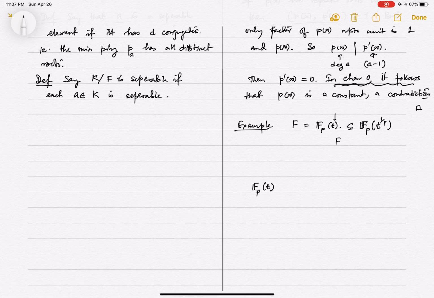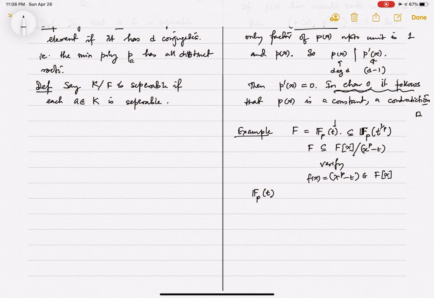How does that work formally? What I really mean is you put this inside F[x] mod x to the p minus t. So verify that this thing is an irreducible polynomial. This is in F[x]. t is already in F, by the way. So F is the ring of rational functions with coefficients in F_p. So you take this polynomial, verify that this is an irreducible polynomial.